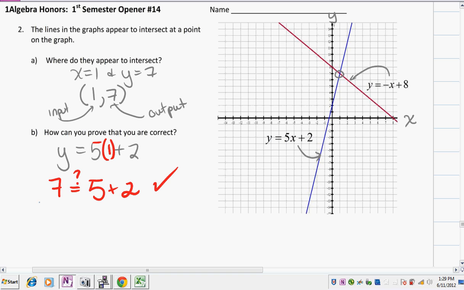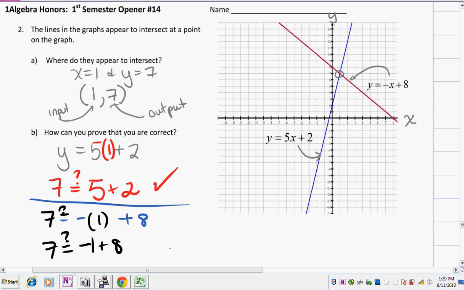What about on the red line? For y equals negative x plus 8, when x is 1, is y 7? Well, is 7 equal to negative 1 plus 8? It is. So for the red line, where x is 1, y is also 7.